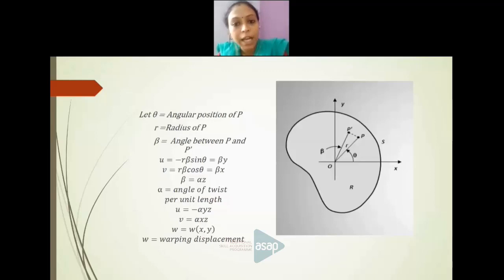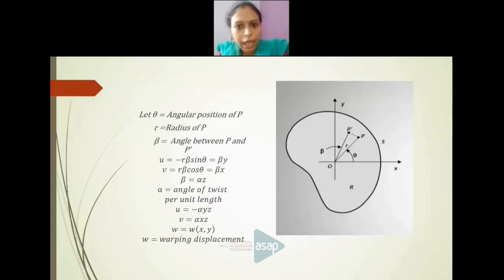Now, the x displacement and y displacement are simply the sine and cosine components. So u will be minus r beta sine theta and v will be r beta cos theta, right? Why is the minus sign coming? Because in the x direction, P has moved in the negative x direction. We always take towards the right as positive x, and towards up as positive y. So here the u displacement is negative and the v displacement is positive.